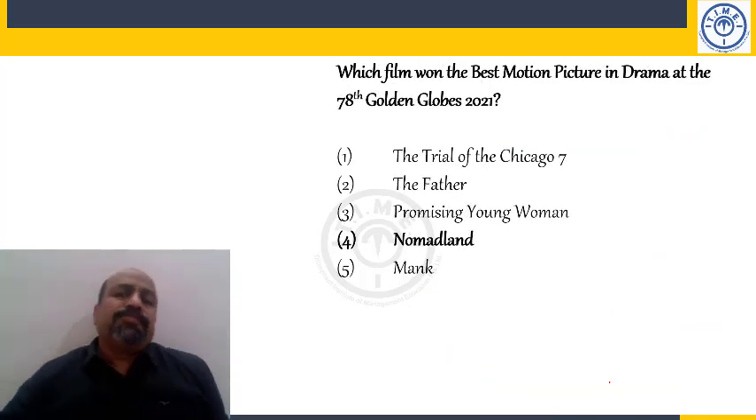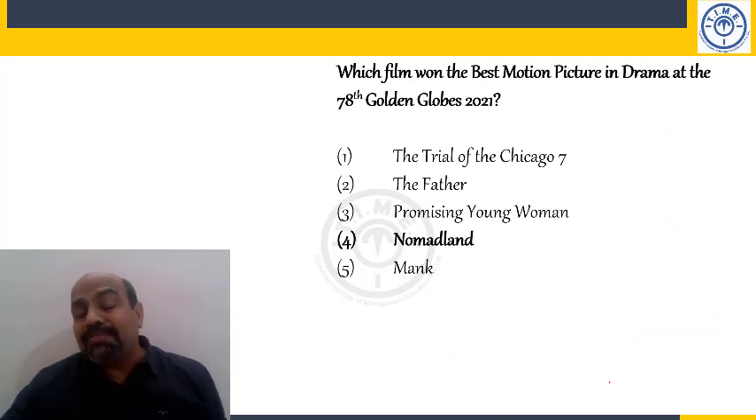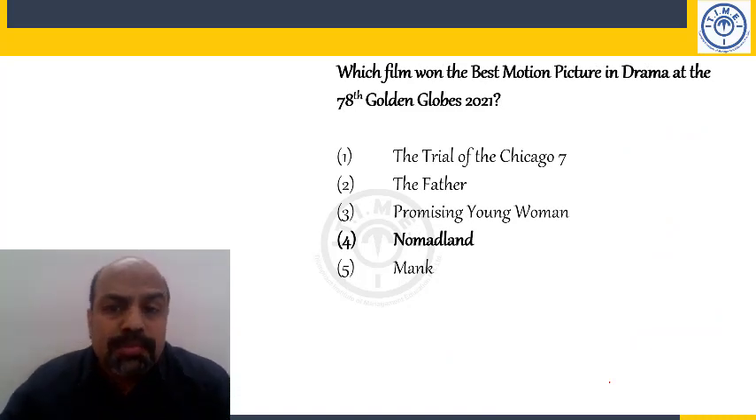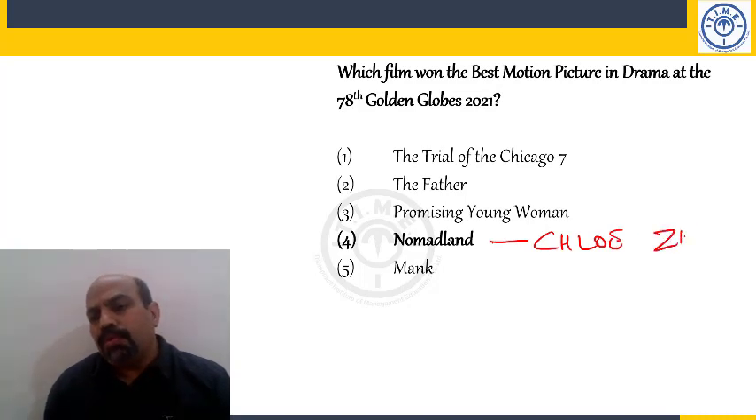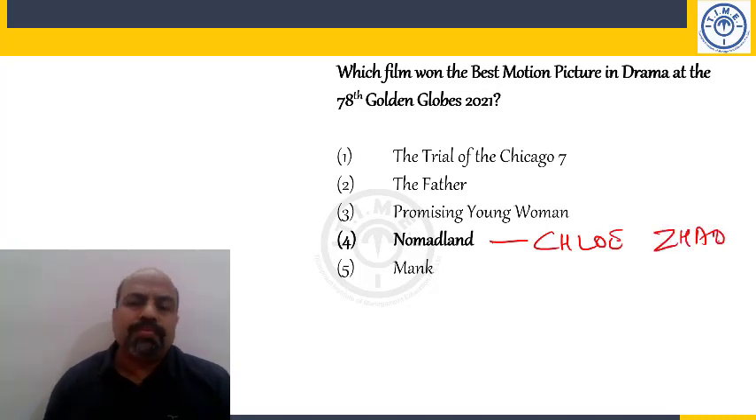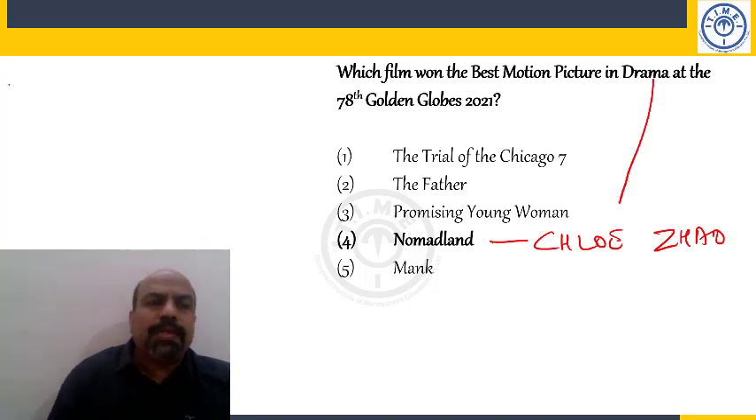Anyway, which film won the best motion picture in drama at the 78th Golden Globe Awards recently? Nomadland, directed by Chloe Zhao. Next, this is for drama. Best picture for drama. Okay, right. Best film.